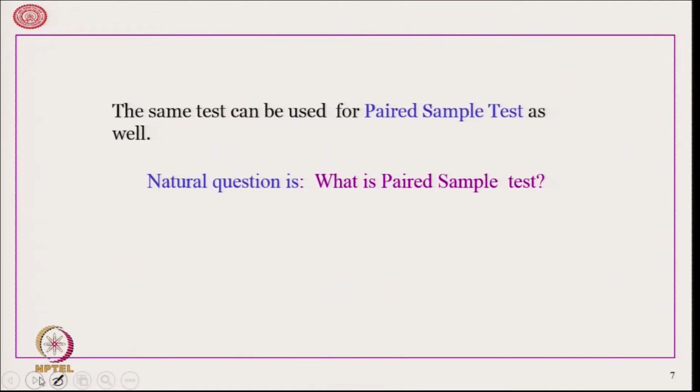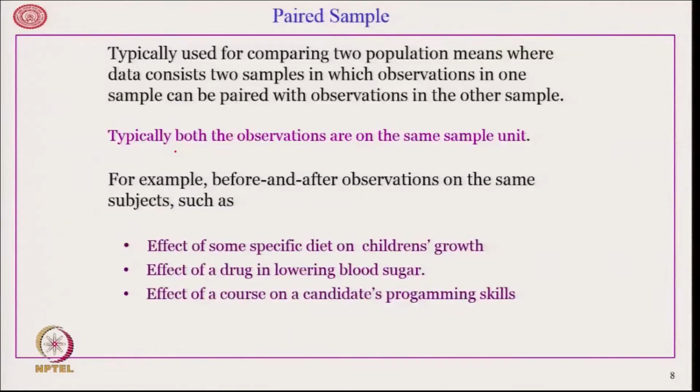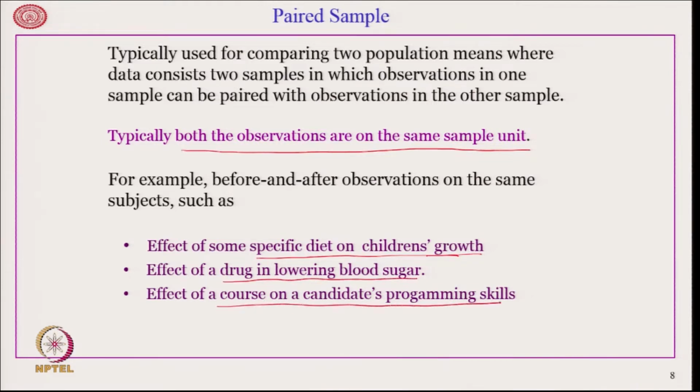Natural question is, what is paired sample test? So, let me first illustrate that. Typically, a paired sample test is used for comparing two population means where data consists of two samples, in which observations in one sample can be paired with observations in the other sample. Typically, both the observations are on the same sample unit. For example, before and after observations on the same subjects, such as effect of some specific diet on children's growth, or effect of a drug in lowering blood sugar, or effect of a course on a candidate's programming skills.